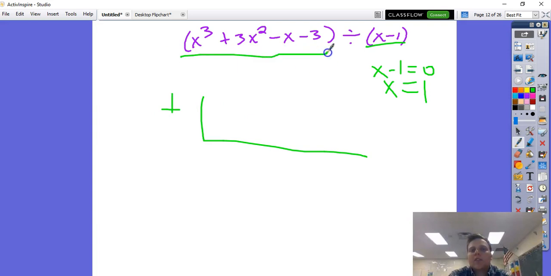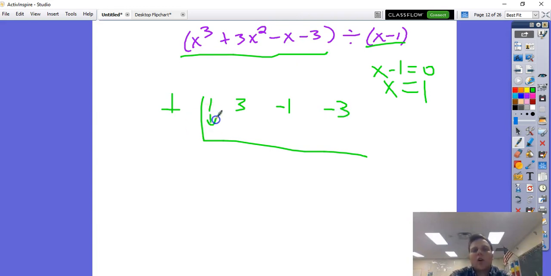Now I look at this piece right here. I write down my coefficients. My coefficient on x cubed was 1, so now I need to look at x squared. My coefficient on x squared was 3. So I went x cubed, x squared, now I go x. My coefficient on x is a negative 1. So I went x cubed, x squared, x, so now I go to constant. My constant is a negative 3.